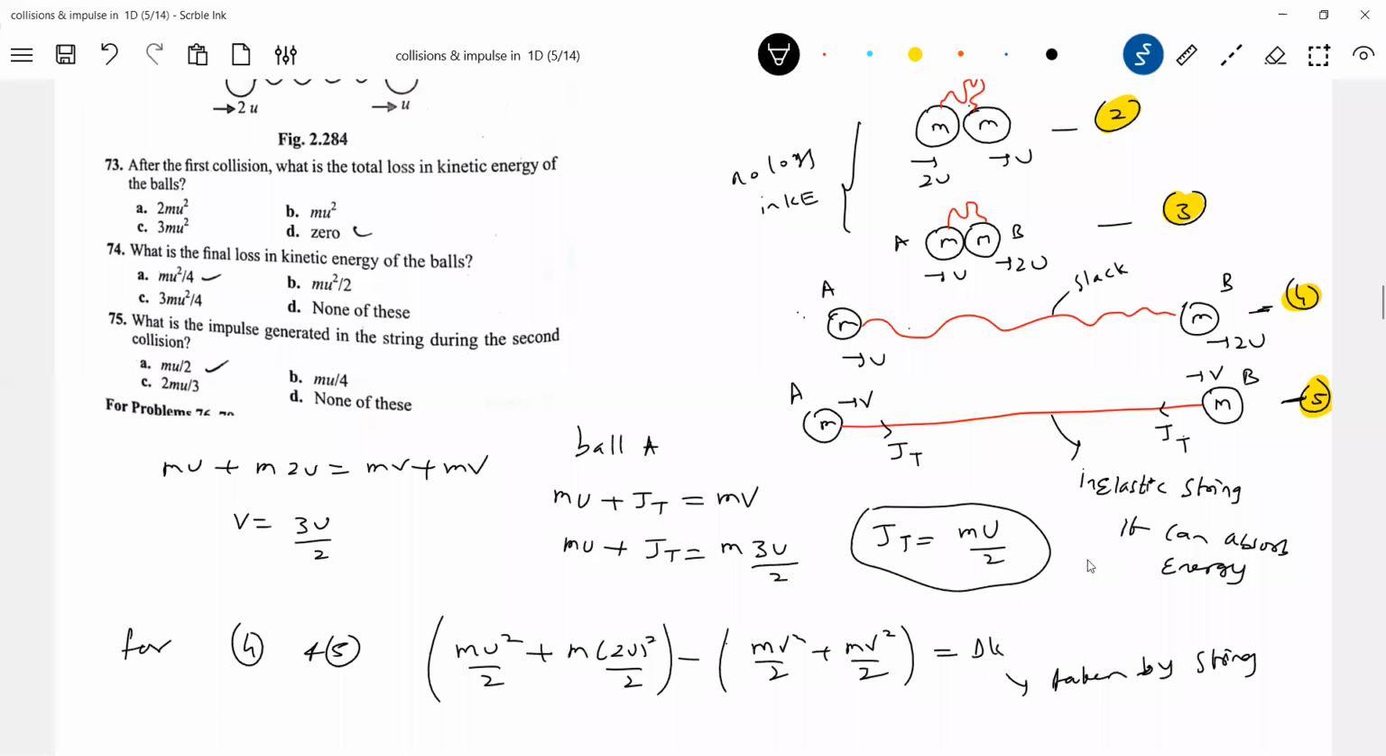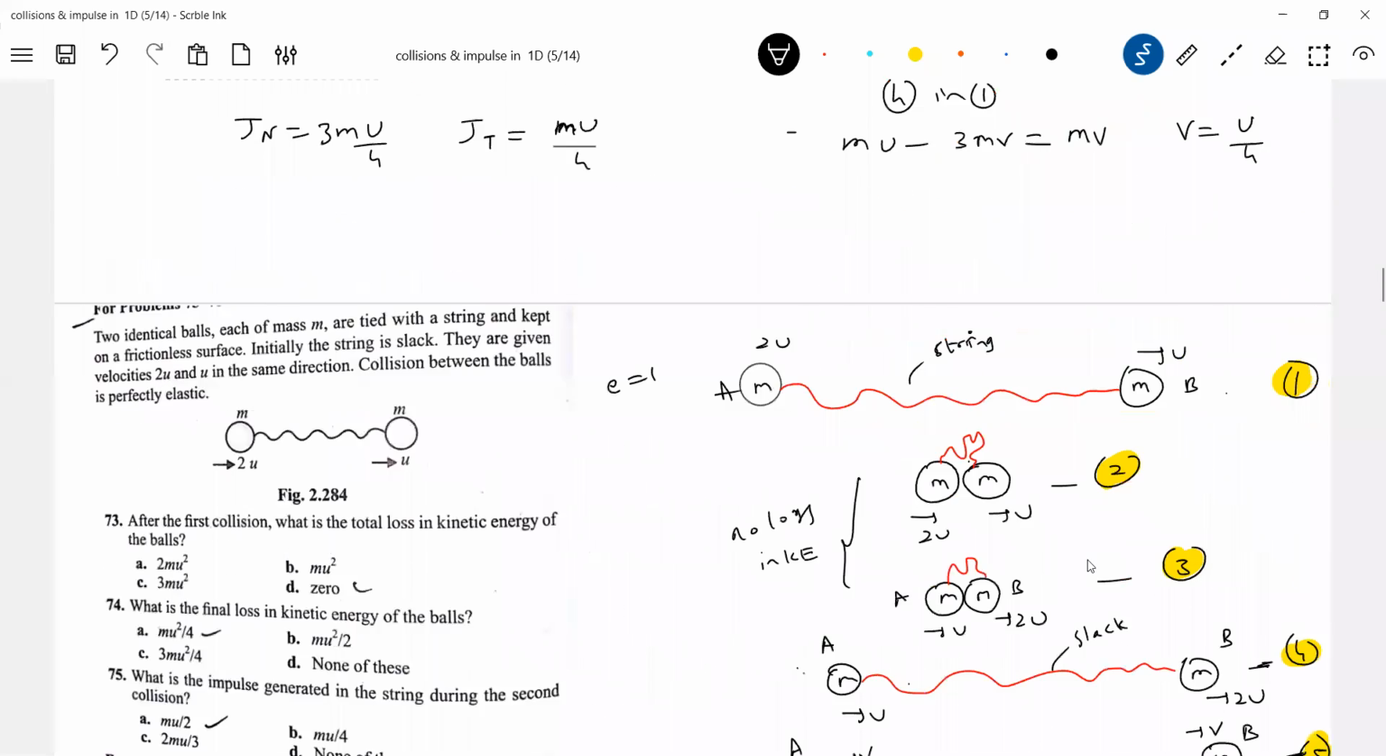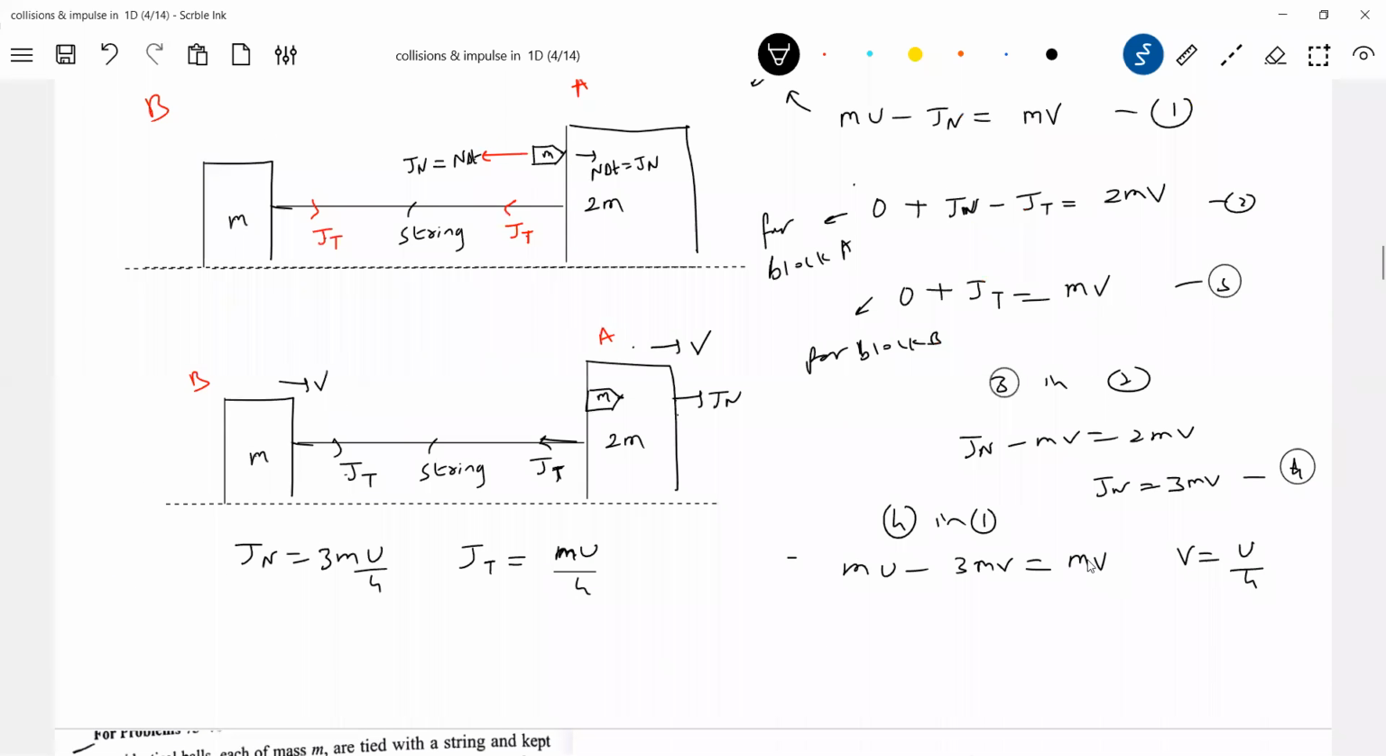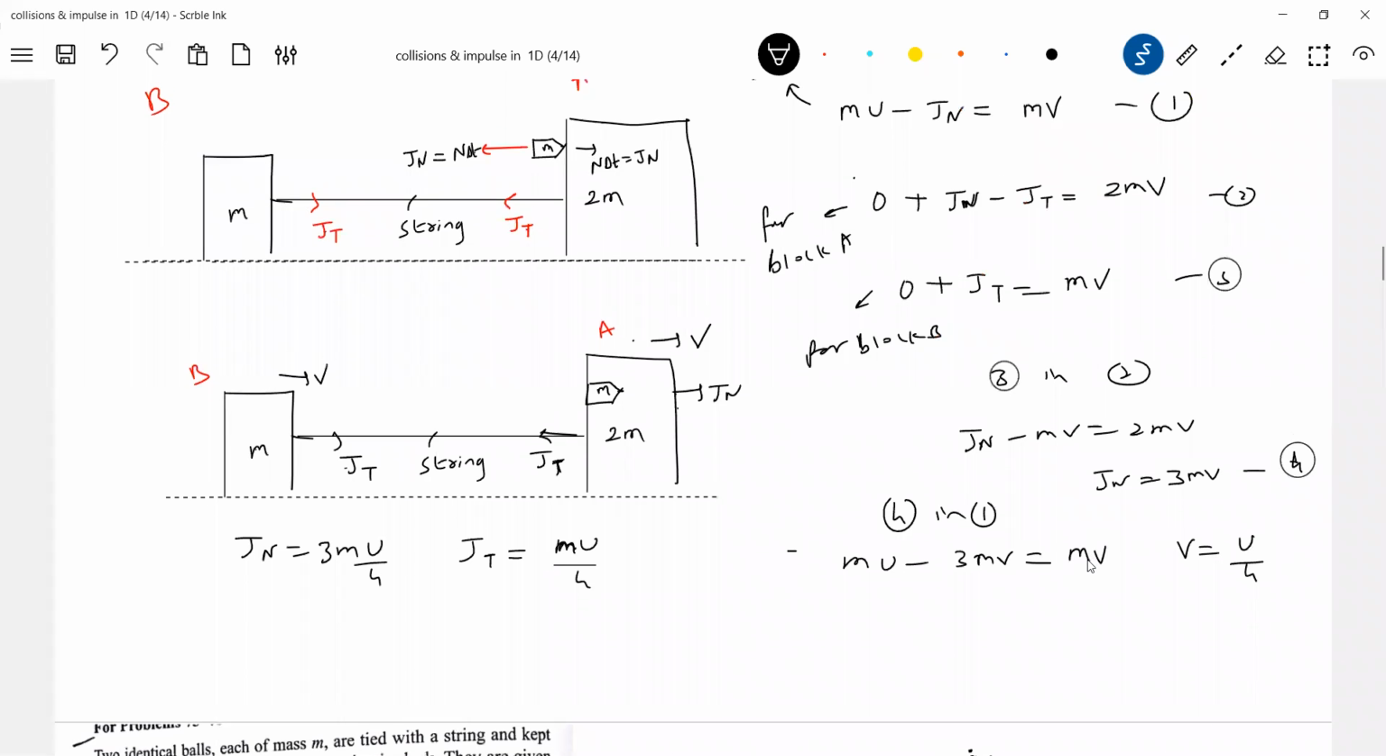So now, shall we conclude here? Whenever the string suddenly jerks, or when an impulse is set up, will there be any loss in kinetic energy of the system? Yes. Means the previous problem, I think everything is over. So I'll go back. In the previous problem also, will there be any loss in kinetic energy? Yes, you calculate it. It is there. There will be a loss in kinetic energy, isn't there?